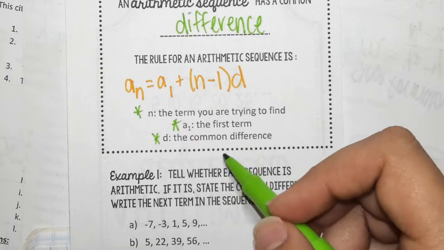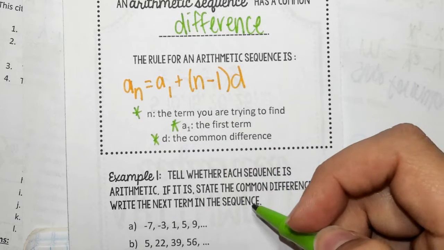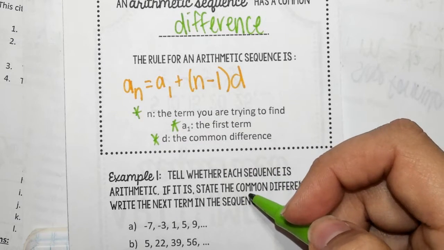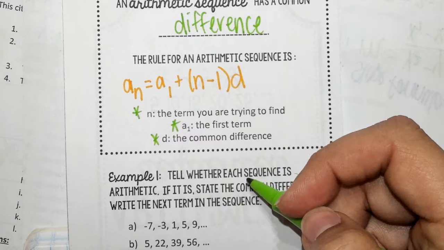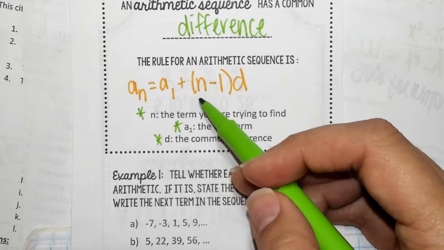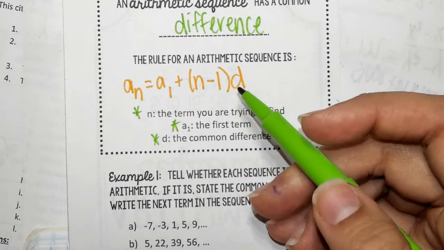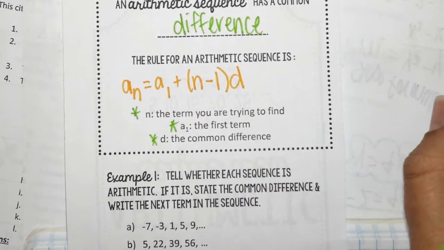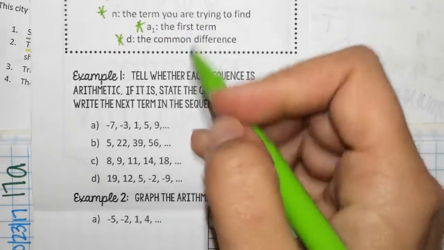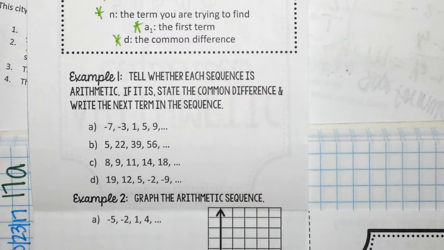So if I'm looking for the 72nd term, what would N be? If I was looking for the 6th term, what would N be? If I was looking for the 4,000th term, it would be 4,000. Exactly. All right.